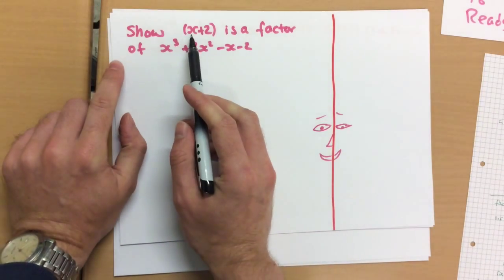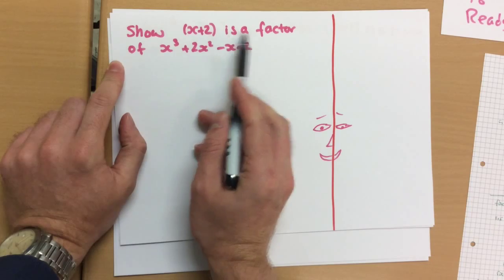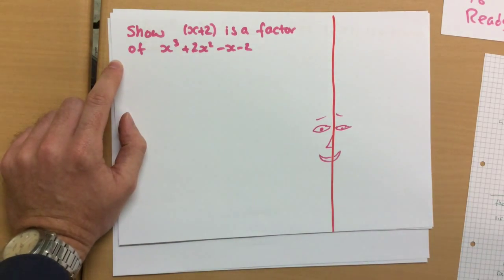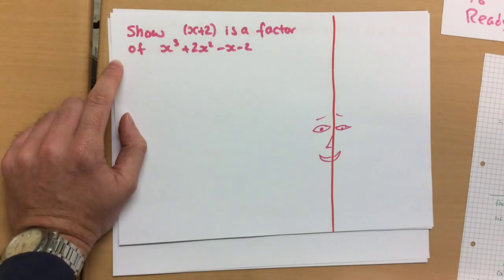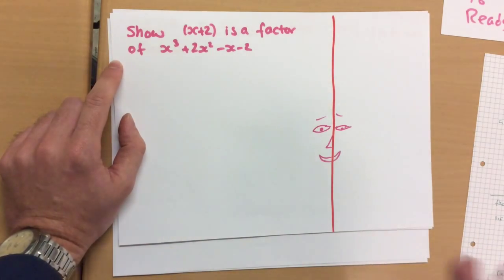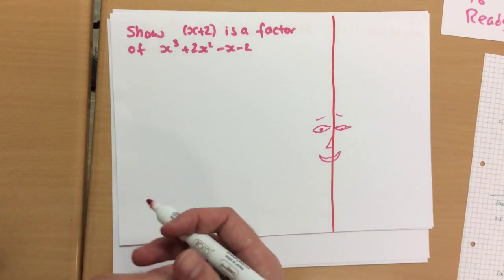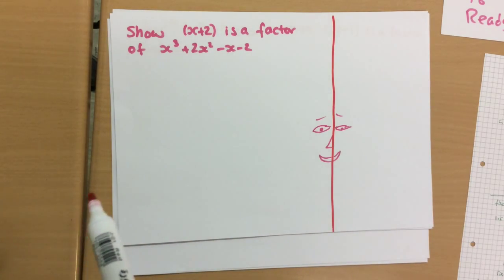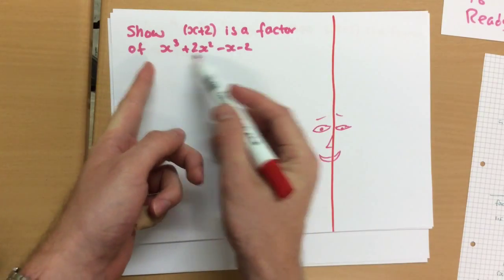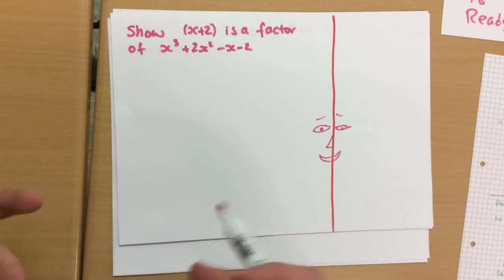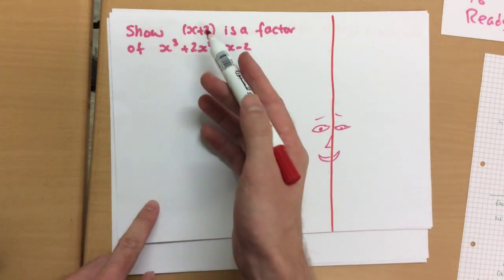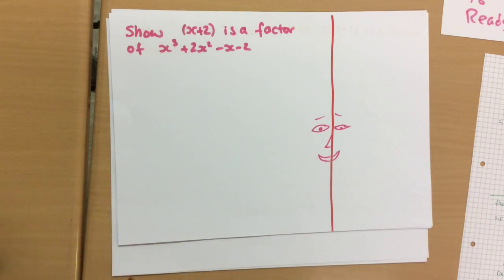So, showing that x plus 2 is a factor of x cubed plus 2x squared, subtract x, subtract 2. Now, as you know, a factor goes into something else. So we're saying, does x plus 2 go into this? Now, you might think, oh, I could just divide it. And you really could do. If this divides into that, it's a factor.